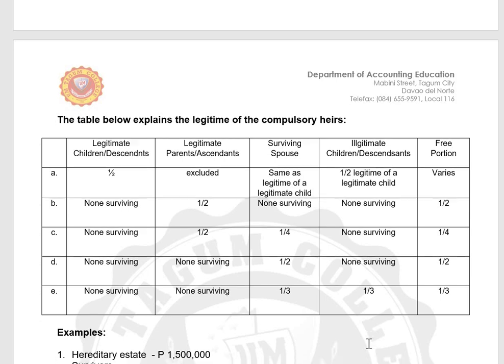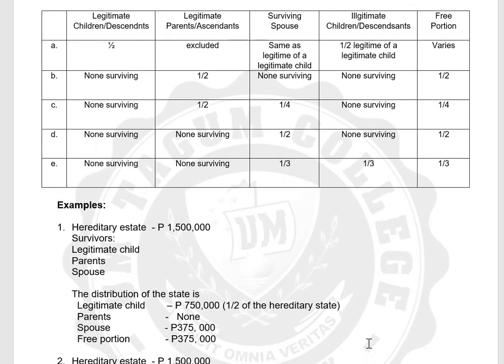Okay, so let's have another example. So what if ito, 1/5 yung hereditary estate? Yung survivors niya, or yung mga compulsory heir niya, may legitimate child, isa lang yung anak niya, may parents, buhay pa yung parents niya, tsaka may spouse. Okay, so the distribution of the estate is, yun siya. So, since isa lang yung anak, so yung share ng anak niya is 1/2 of the hereditary estate. So, 750.